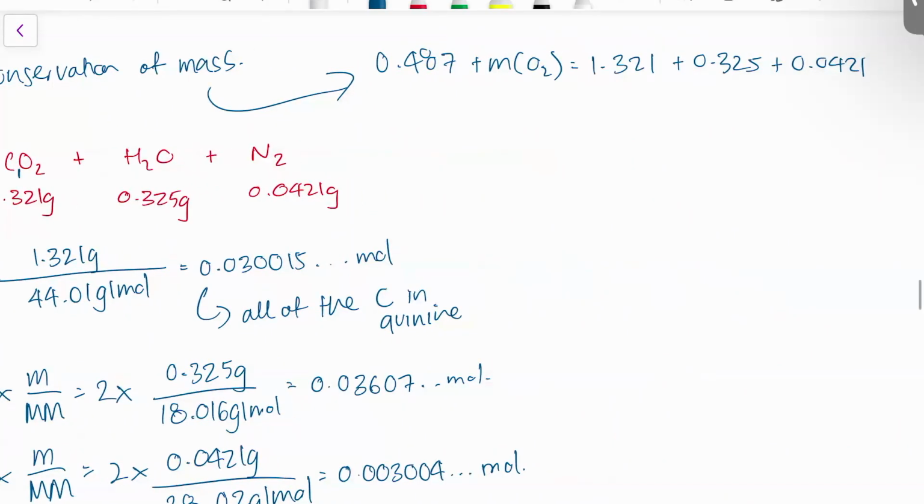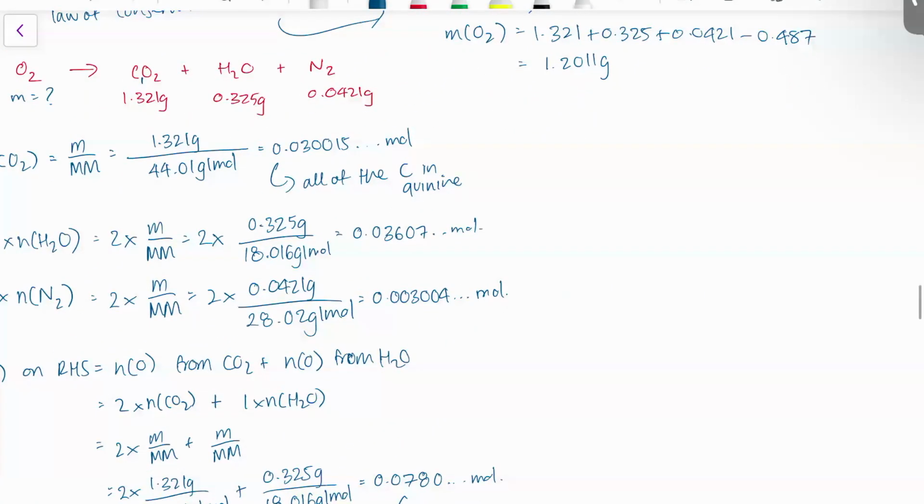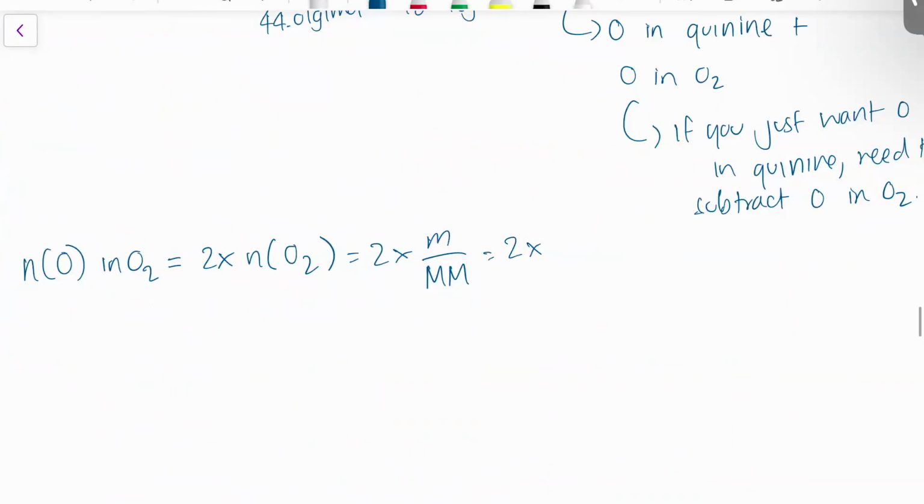And then you just want the oxygen, so move it around and let me know what you get from your calculator. Minus 0.487. 1.2011. Thank you. And then that's what I'll keep using in my calculation. So let me bring that back down now. 2 times 1.2011 grams.